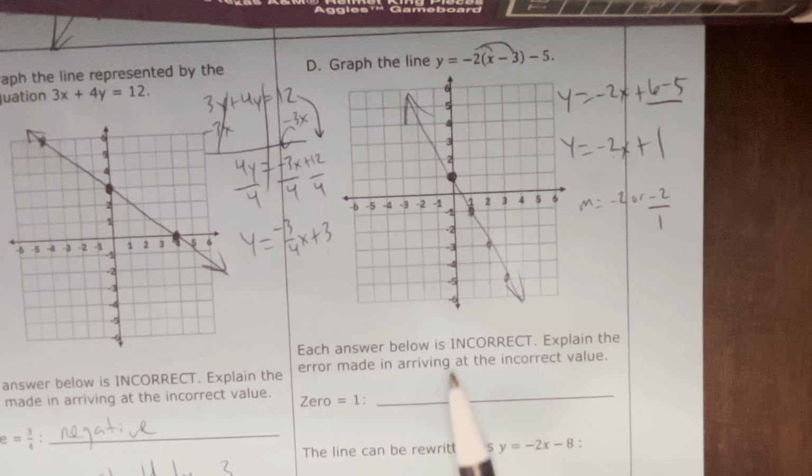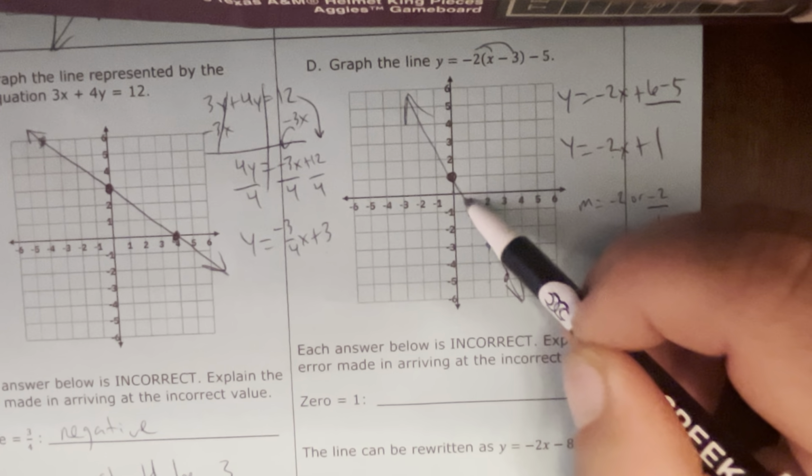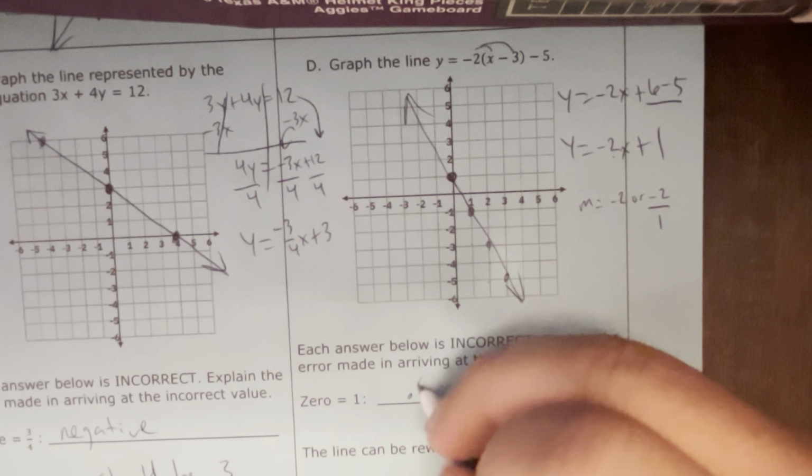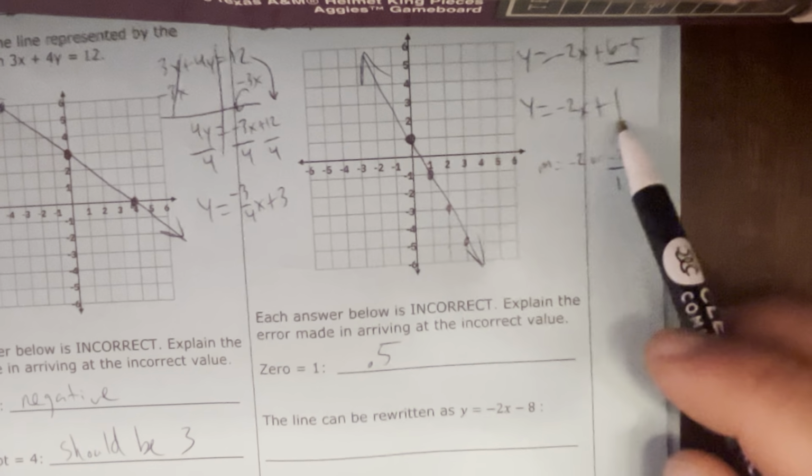So each answer below is incorrect. Explain the error made in arriving at the incorrect value. The 0 is 1. No, it goes right in between. It should be 0.5. The line can be rewritten as y equals -2x minus 8. No, it's -2x plus 1.